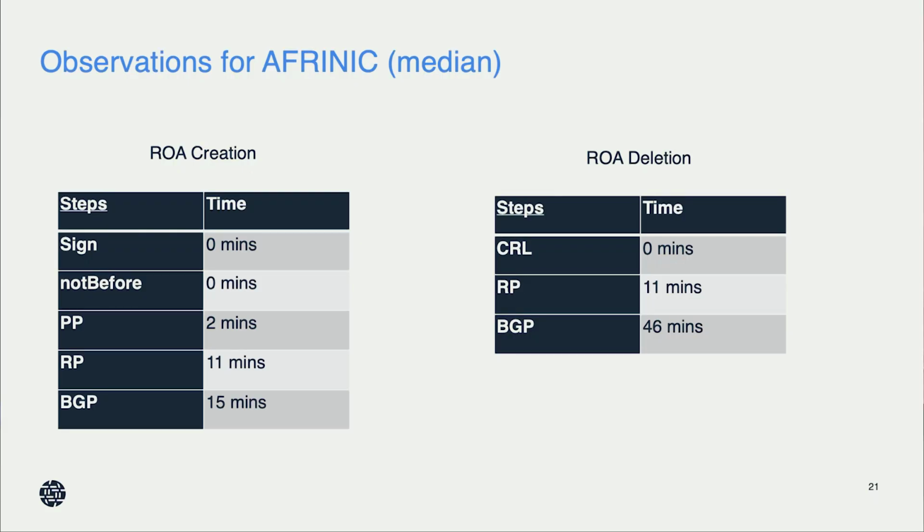And the fact that if operators are using multiple relying parties at the same time for load balancing purposes or redundancy, the deletion can actually take much more time. This is for Afrinic, because if you're interested in the Afrinic case itself, as I mentioned, it takes more or less 15 minutes for creation and around 45 minutes for deletion.